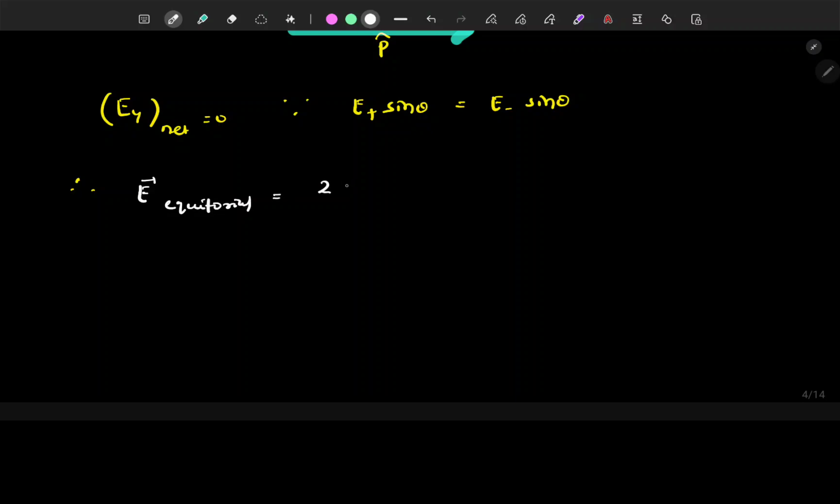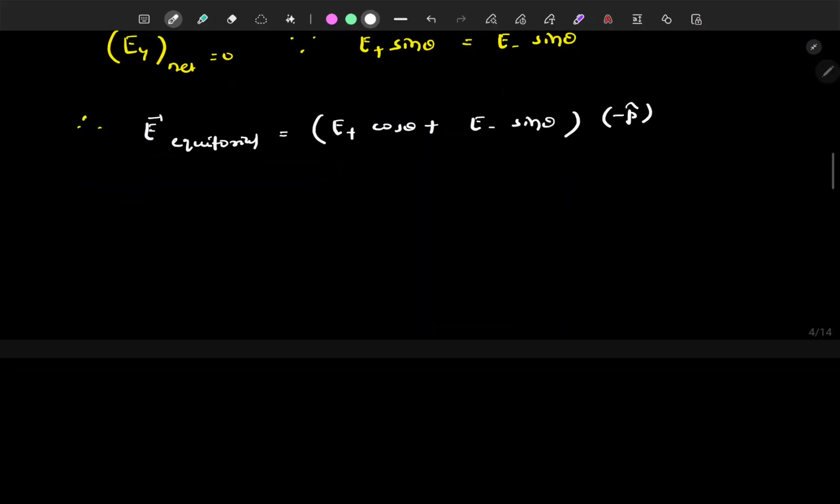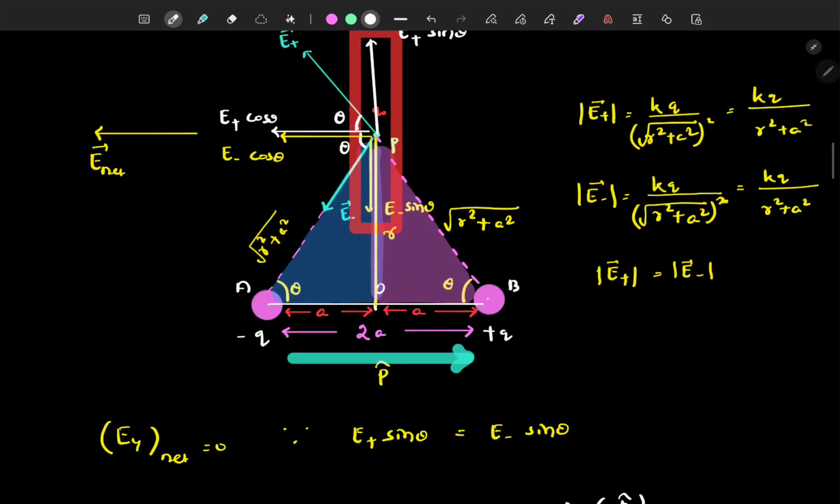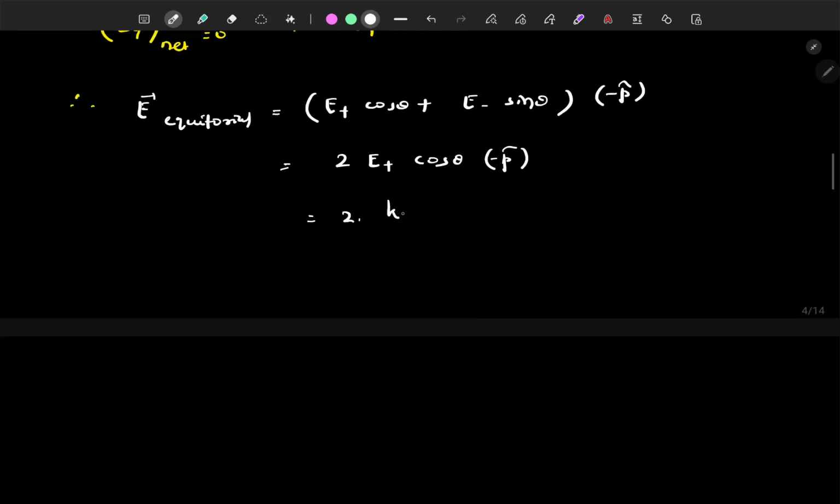2E, starting row E plus cos theta plus E minus sin theta, then minus p cap. E plus cos theta and E minus sin theta both are equal in magnitude, so we can write it as 2 into E plus cos theta minus p cap. E plus magnitude is kq by r square plus a square, so we can write k into q by r square plus a square.